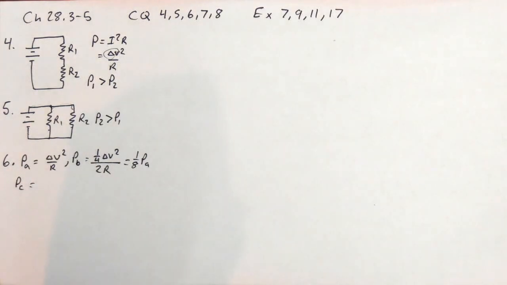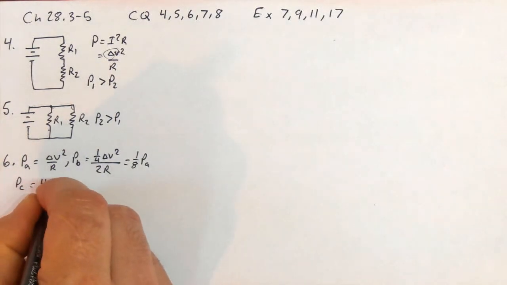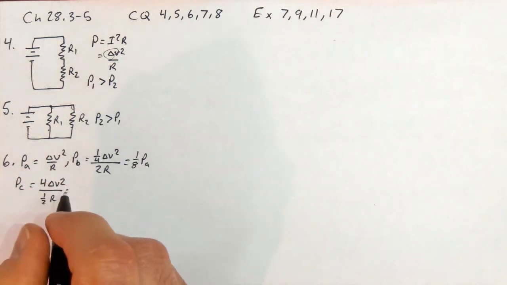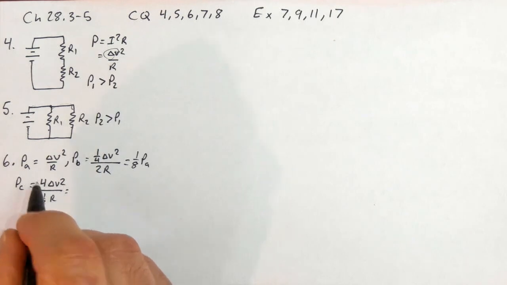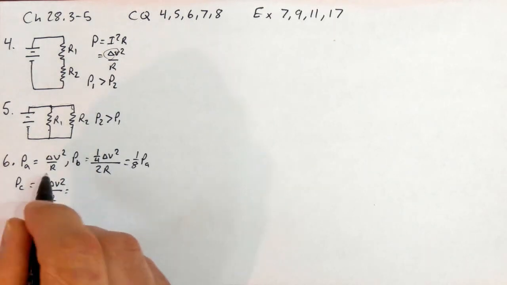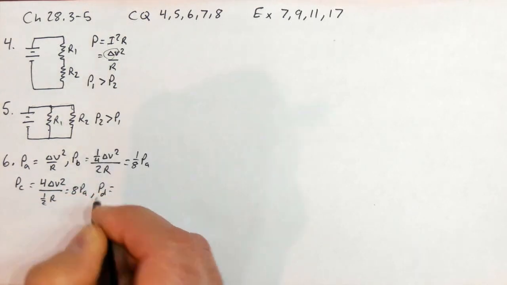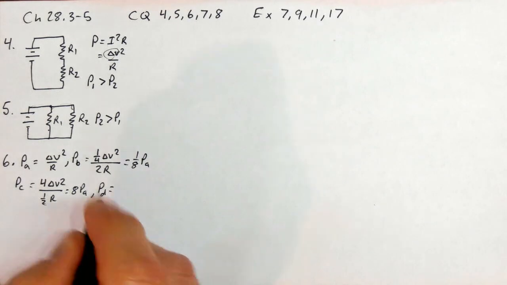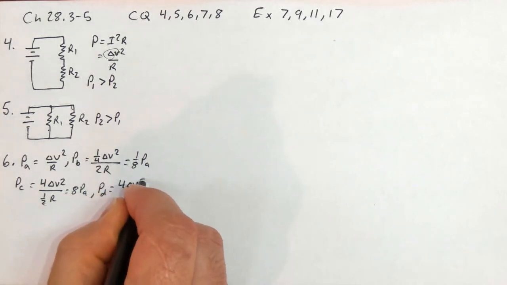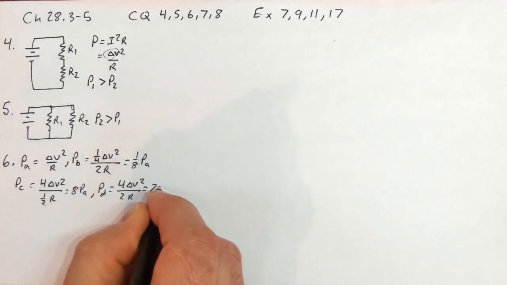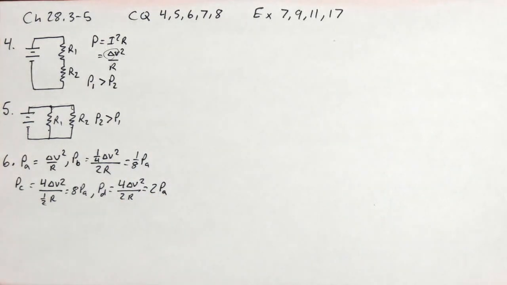PC, apply the same ideas. We end up with a 2 delta V squared over a 1/2 R, which is now, we get the square and then the 1/2 comes to the top, and we end up with an 8 PA. And lastly, PD, we double the potential, so squaring it up top, squaring that 2, and then we double the resistance down below, and so we get an overall factor of just 2. Okay, so again, applying the ideas of power. Okay, let's move on to 7.